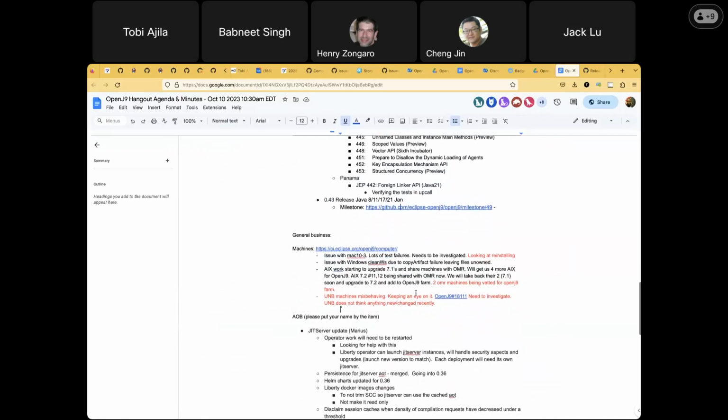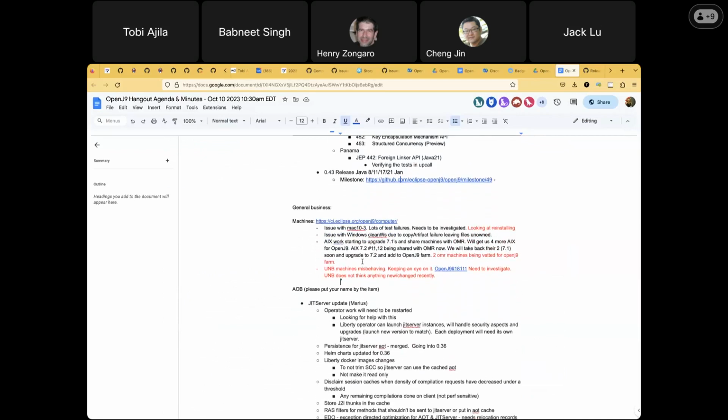Okay. Adam, any update with machines? Yeah, there was a Mac 10 that's been sitting there disabled for a while because it randomly fails clean workspace. We're going to have it looked at and reinstalled, because it's not really something that's easy to diagnose, because it's so intermittent.